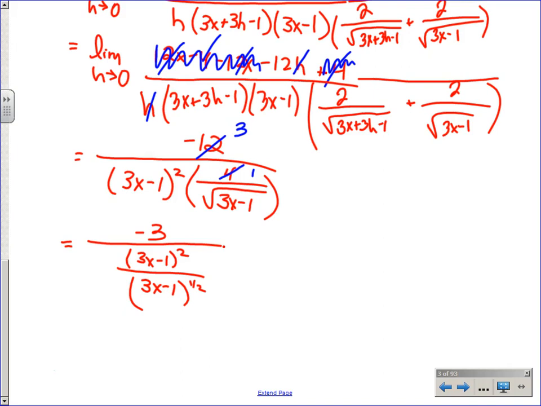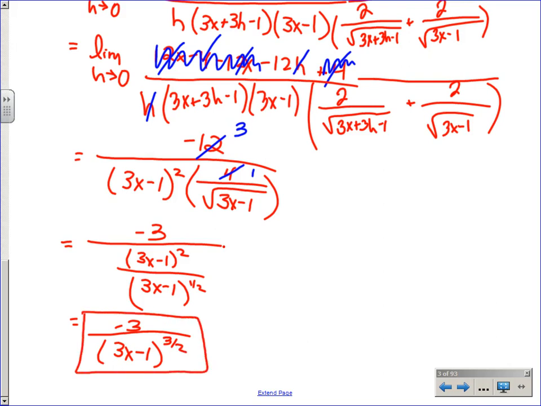What can I do if I have bases being divided with their powers? Not set them equal. Subtract. Maybe you said that and I heard it wrong. You can subtract their powers. X to the a over x to the b is x to the a minus b. End up with negative 3 all over 3x minus 1 to the 3/2, which is the same thing as negative 3 to the negative 3/2.